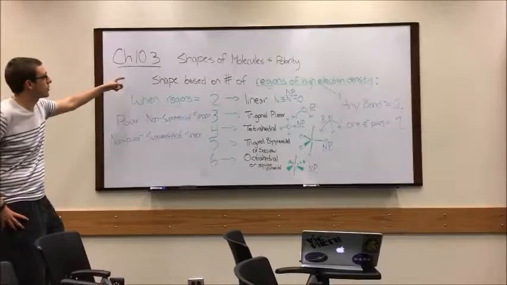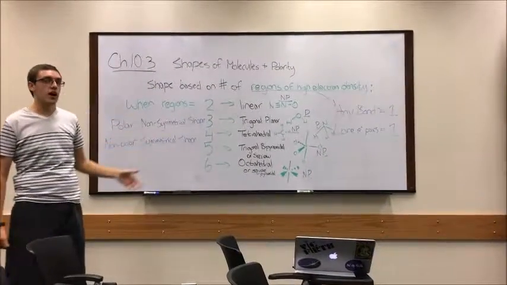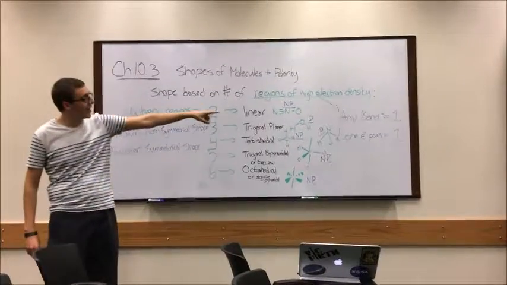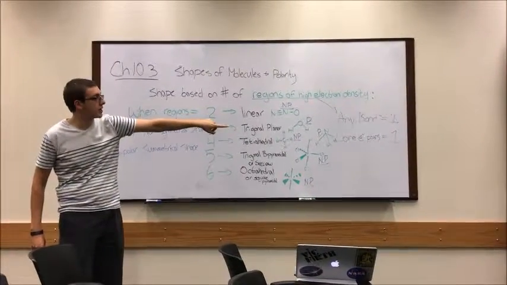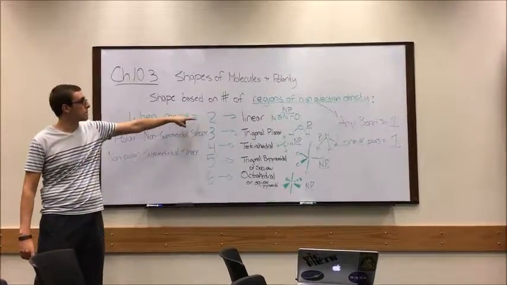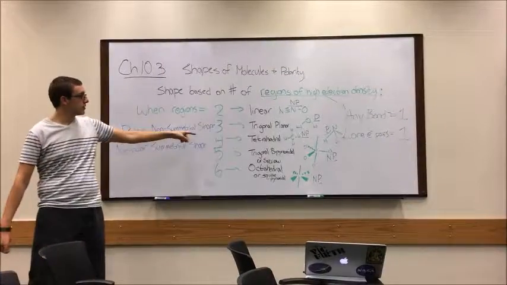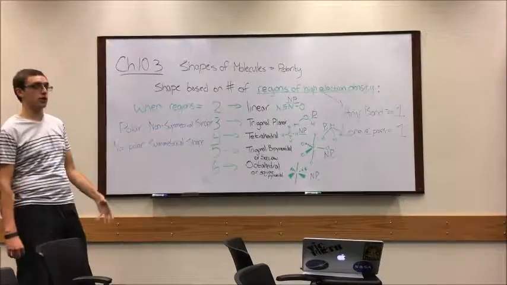Next, in chapter 10.3, we've got the shapes of molecules and their polarities. The shape is based off the regions of high electron density, which we can describe as any bond being one region or any lone pair being one region. Now, when the total regions is equal to 2, we know that the shape of the molecule is going to be linear. When it's 3, we know it's going to be trigonal planar.